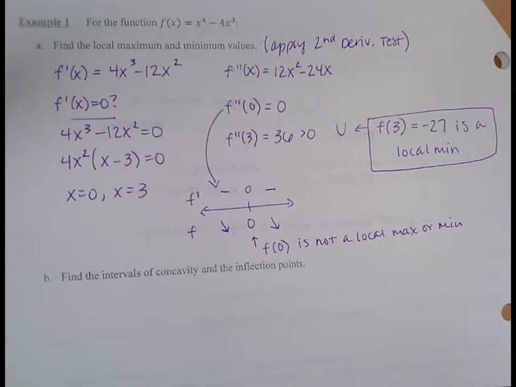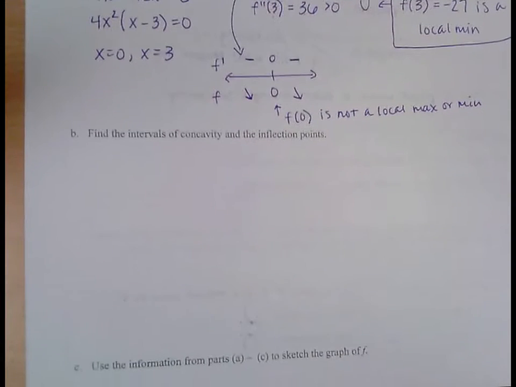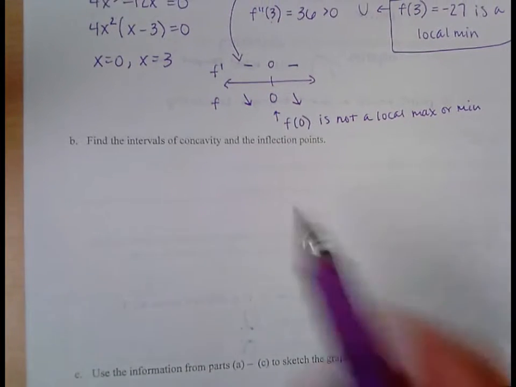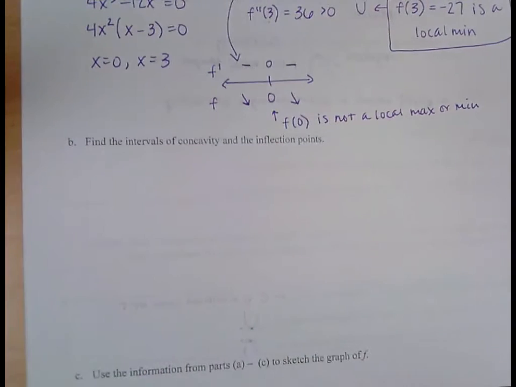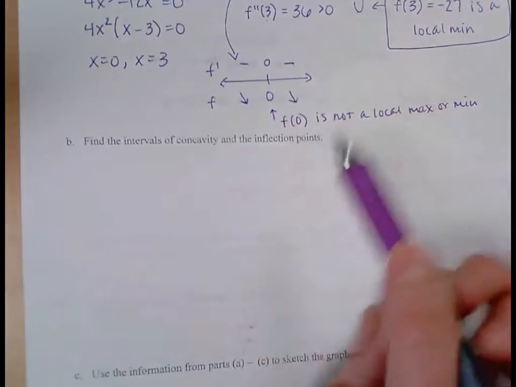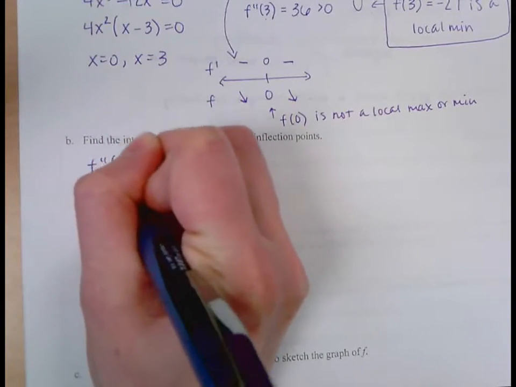Okay. All right, so then part B, we did not cover this yesterday, but it is a very similar process to determine the intervals of concavity and inflection points of a function. We know that the second derivative is what determines concavity. If the second derivative is positive, f is concave up. Second derivative is negative, f is concave down. So we have the second derivative. I'm just going to rewrite it here.